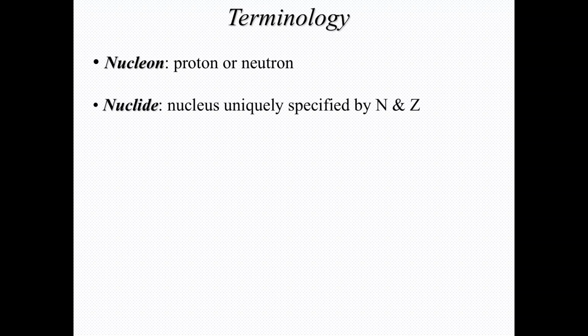Now let's proceed toward some relevant terminologies. The first terminology is nucleon. What is meant by nucleon? By nucleon we mean protons or neutrons inside the nucleus. I mean, the protons or neutrons contained in a nucleus are normally called nucleons. Nuclide: what is meant by nuclide? Nuclei are uniquely specified by N and Z.